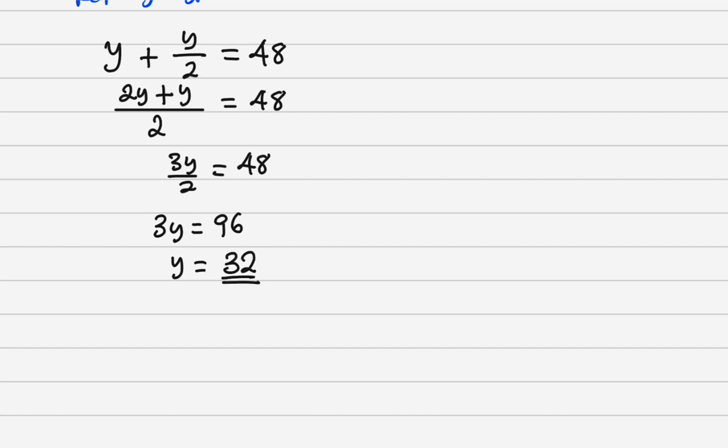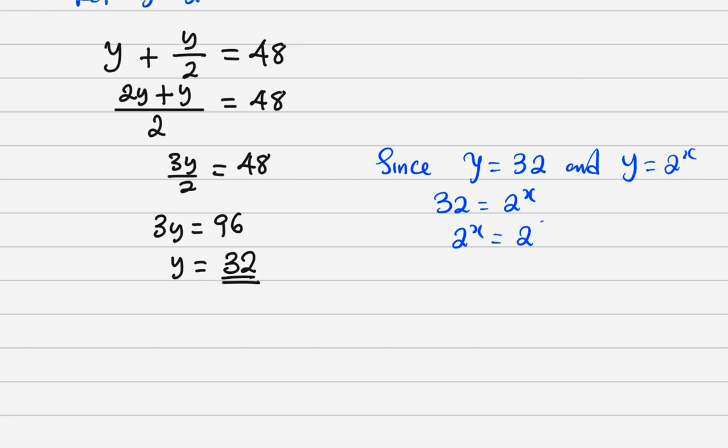But recall, we actually brought y into this mix. So I will now write since y is equal to 32 and y is equal to 2 raised to power x, it therefore means 32 is equal to 2 raised to power x. So therefore, 2 raised to power x is equal to 2 raised to power 5. That is 32. So x is equal to 5. It's as simple as this, very straightforward. So that is the answer to that.